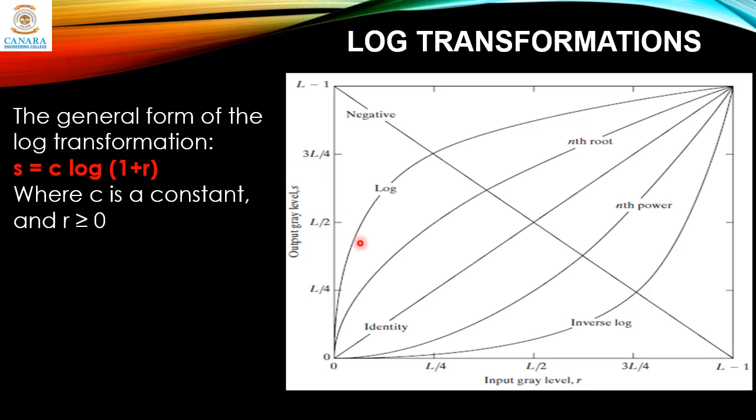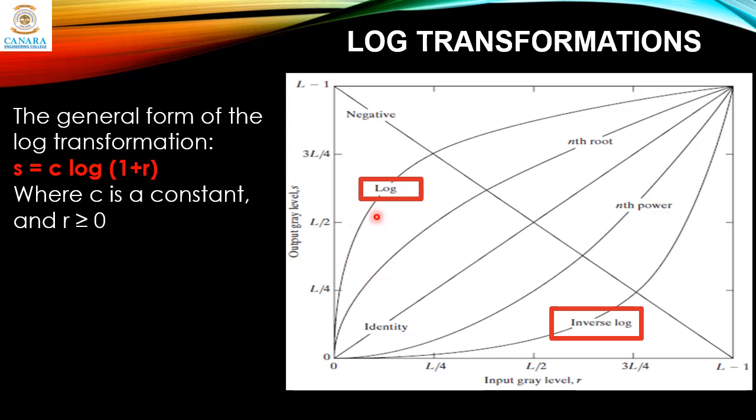Next type of transformation that we are going to learn is the log transformation. It is given by the expression S equal to C into log of 1 plus R, and it is given by these two curves illustrated in the graph, log and inverse log. In the expression, C is a constant and R is greater than or equal to 0.